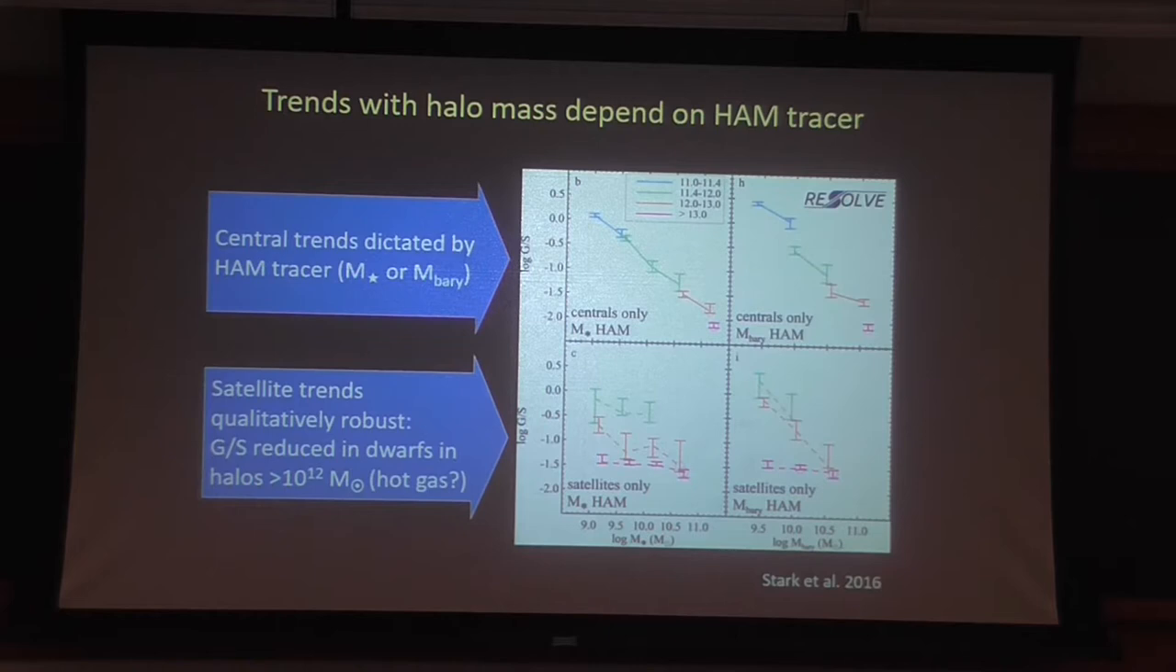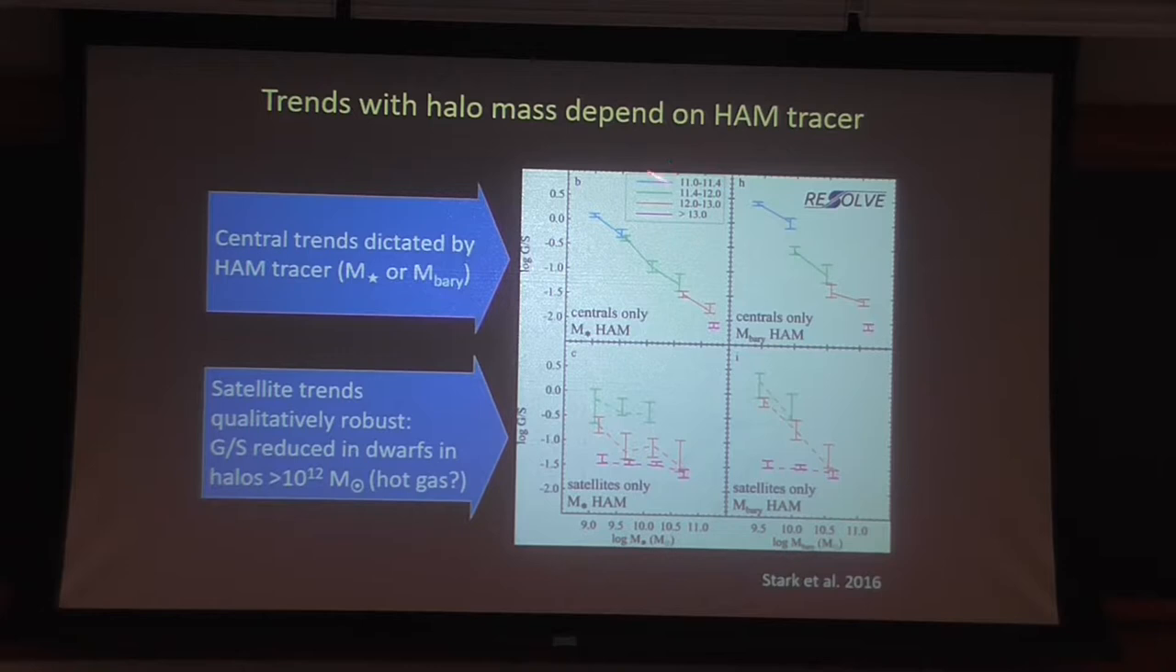So another issue with HAM is that trends with halo mass are going to depend on what you used to match on, the halo tracer. So for example, these are two examples of halo abundance matching. Instead of using luminosity, here we've used stellar mass and baryonic mass. In these two panels, we're comparing centrals and satellites with stellar mass, and here centrals and satellites with baryonic mass. The plots are the gas to stellar mass ratio versus the galaxy mass, and the colors are regimes of halo mass.